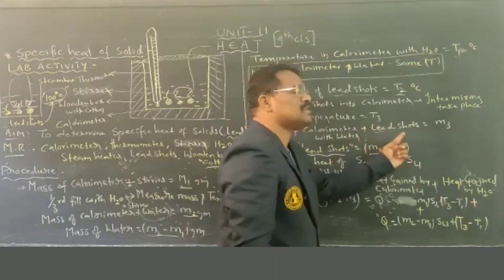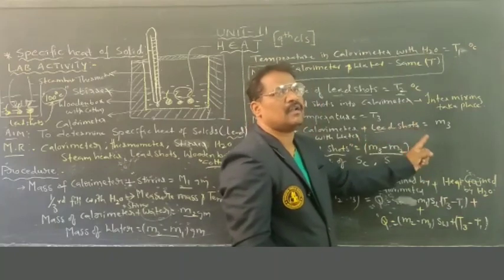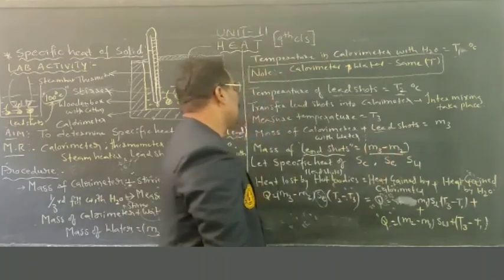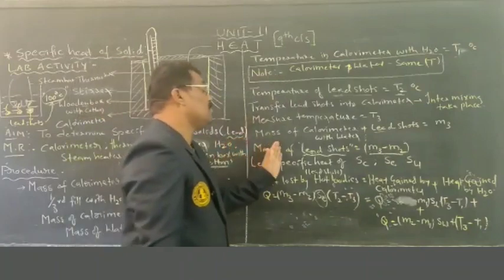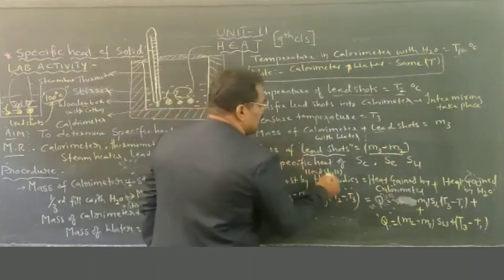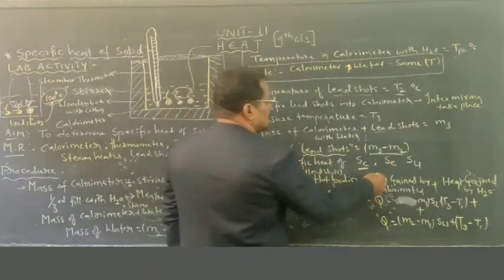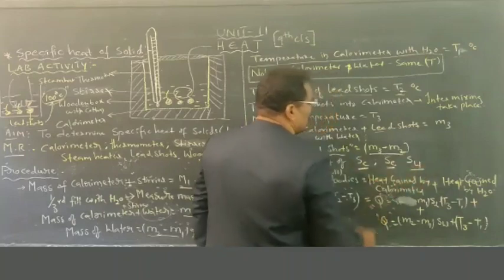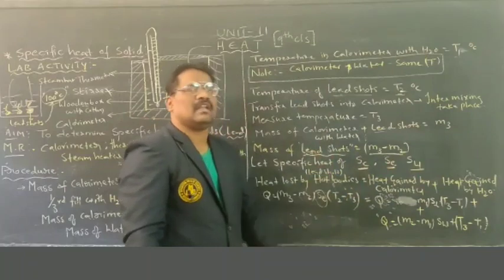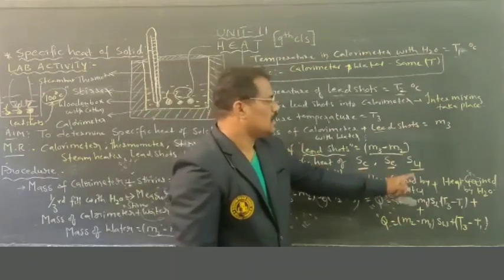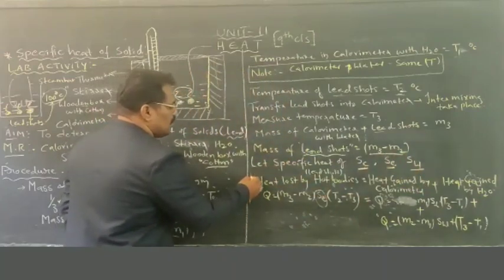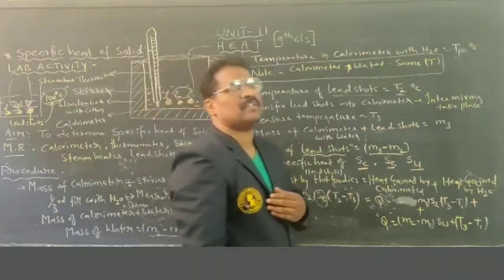This one minus mass of calorimeter plus mass of water plus mass of stirrer, that is equal to M2. M3 minus M2 will give us the mass of lead shot there itself. After that, note down the specific heat of calorimeter, lead shots, and water. C indicates calorimeter, E indicates lead shots, W indicates specific heat of water. After that, note down the temperature. Then, based upon the calorimetry principle, what is that principle?